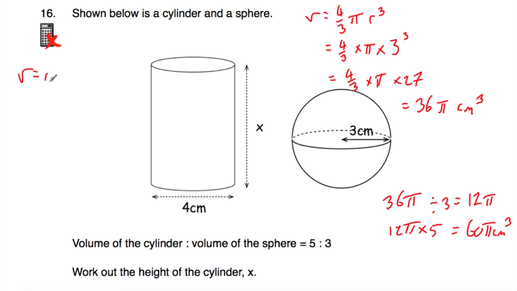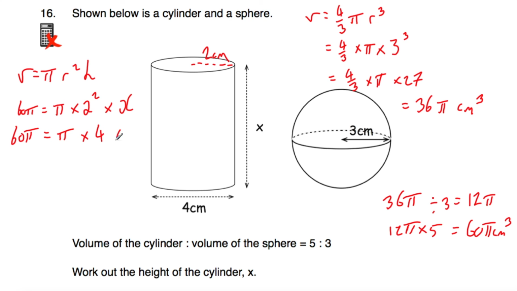So let's write that down. The volume of the cylinder is pi r squared h, the area of the circle times the height. So let's just write down the radius. The radius will be 2 centimeters, because the diameter of the cylinder is 4 centimeters, so the radius is 2. And the volume is equal to 60 pi, so we'd have 60 pi is equal to pi multiplied by the radius squared, so 2 squared, multiplied by the height of the cylinder, which is x. Using our order of operations, we work out the squared first. 2 squared is 4, so we've got 60 pi is equal to pi multiplied by 4 multiplied by x.